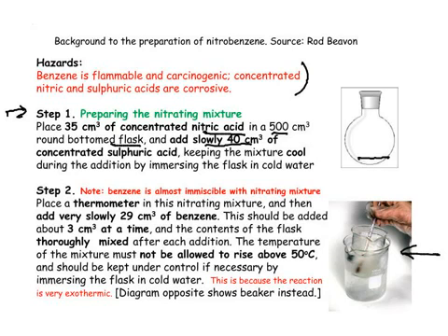Note that benzene is almost immiscible with the nitrating mixture, so it takes plenty of agitation there. Place a thermometer in this nitrating mixture and then add very slowly the benzene. And this should be added about 3 cubic centimeters at a time with plenty of cooling in between. And you do your best to make sure the contents are thoroughly mixed after each addition. And don't let the temperature go up above 50 degrees C in this particular case. In the case of where we're using methyl benzoate, we're dealing with much lower temperatures, of course.